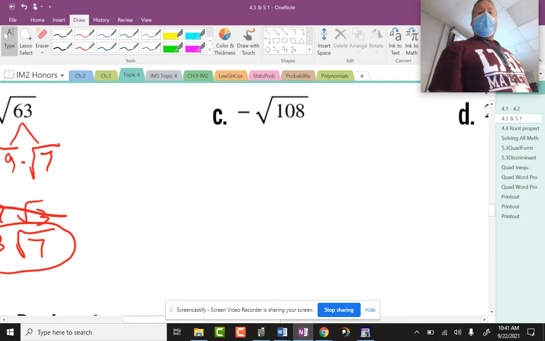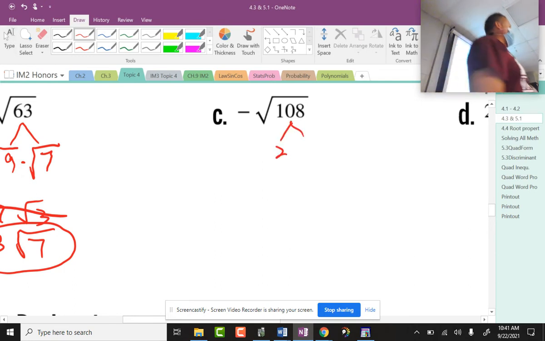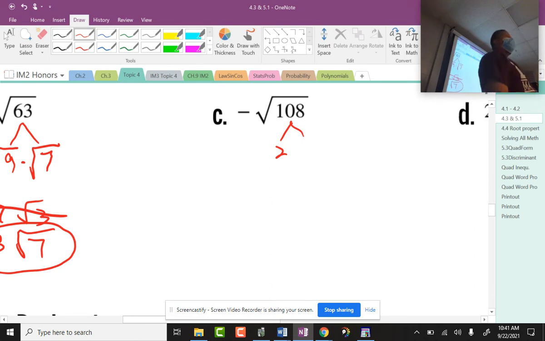I don't know what 108 is off the top of my head, so I'm going to do 2 times. Because I know 2 goes into it. Stop! What's 1 plus 0 plus 8? What does that equal? 9. Do you know there's a special divisibility rule? Then what goes into 108? 2 numbers. Which one? No. 3. But then 1 plus 8 plus 0 is 9.